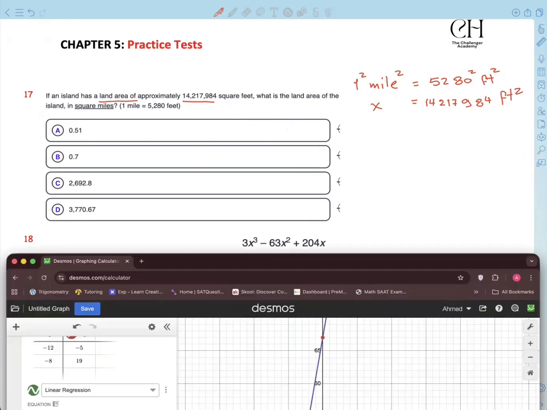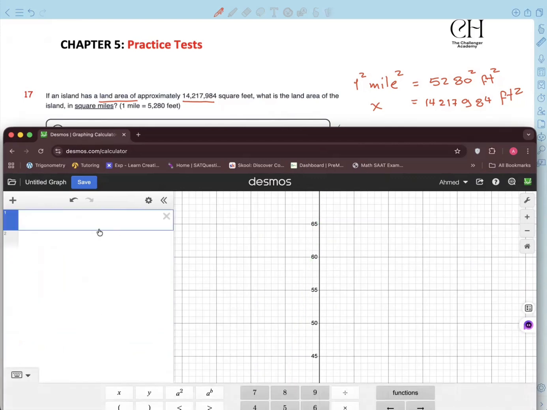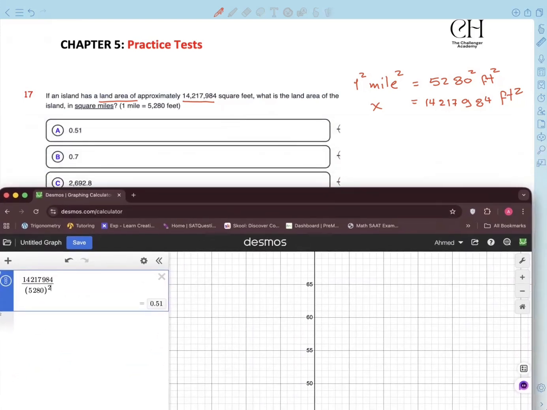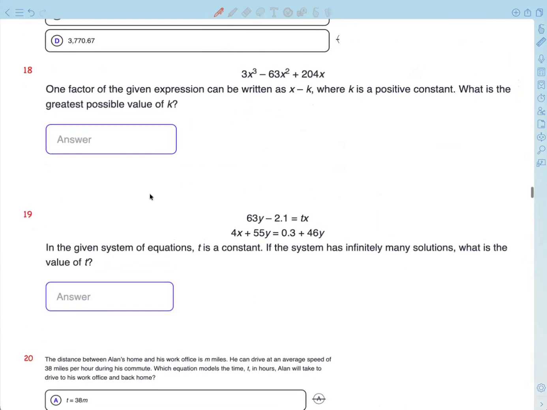5,280 squared. You can use Desmos to answer this one also, or you can use the calculator, which is better for you. This is your choice. We have 14, 217, 984, all of this over 5,280 squared. It's 0.51, so it's A. I think it's an easy question now. Let's move to question 18.